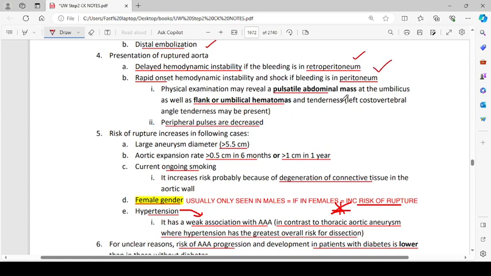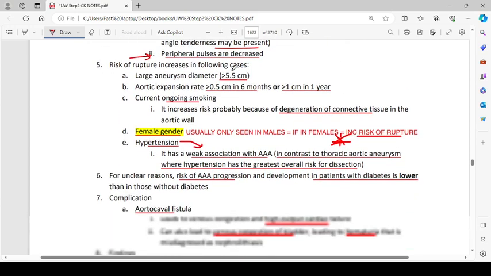Physical examination may reveal a pulsatile abdominal mass. Okay, so it is like a pulsatile abdominal mass at the umbilicus as well as flank or umbilical hematomas and tenderness. Left costovertebral angle tenderness may also be present. Peripheral pulses will be decreased in a bleeding or ruptured abdominal aortic aneurysm. Risk of rupture increases in the following.